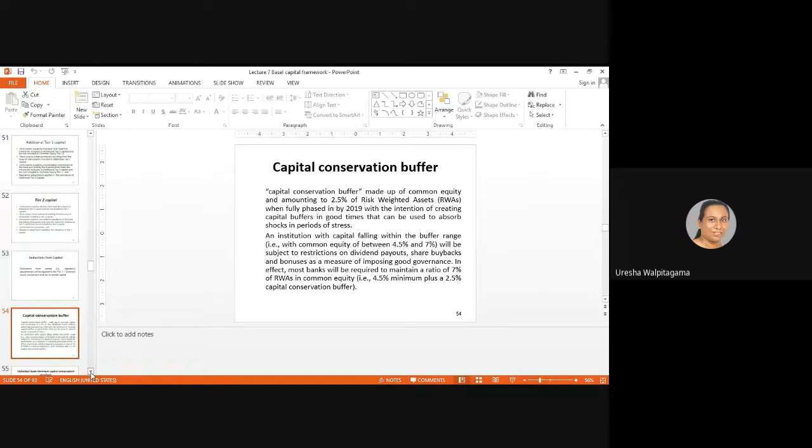So, sir, the tier 1 must be 6 plus 2.5, 8.5. Yes, tier 1 should be 6 plus 2.5, that means 8.5. What about common equity? That is 8 plus 2.5, 10.5. No, common equity tier 1. The common one, 4.5 plus 2.5, 7. So basically, even though the normal requirement is 4.5, 6 and 8, with the buffer, common equity will be going up to 7%. Tier 1 will go up to 8.5. Total will go to 10.5 because of the additional buffer.